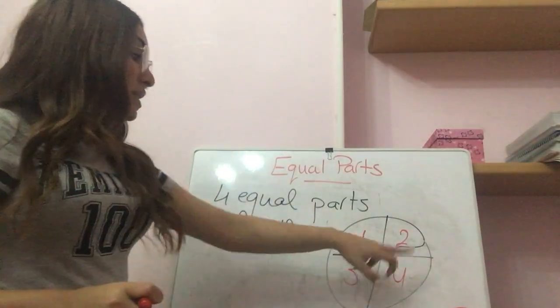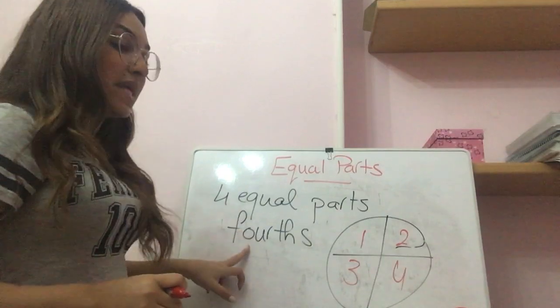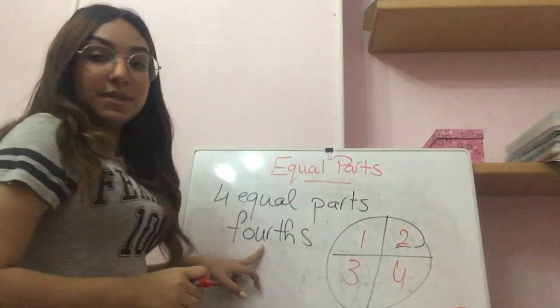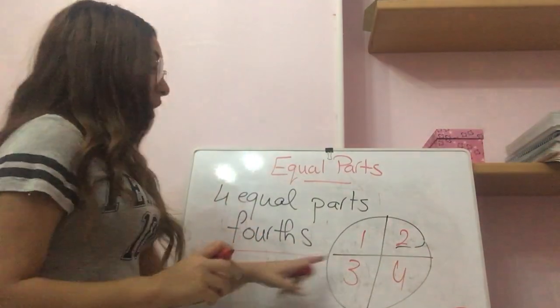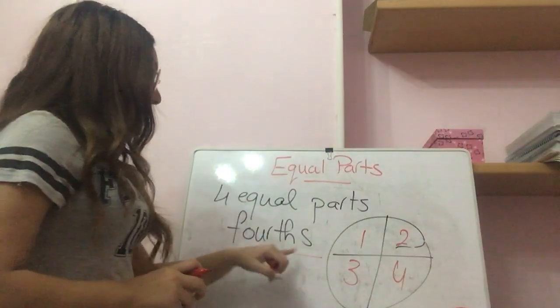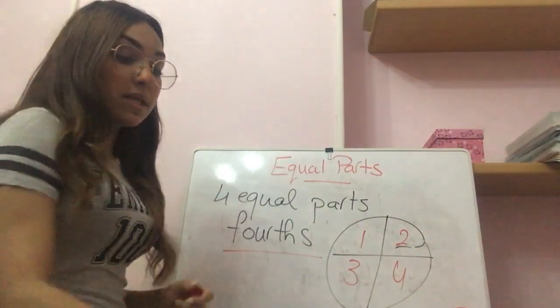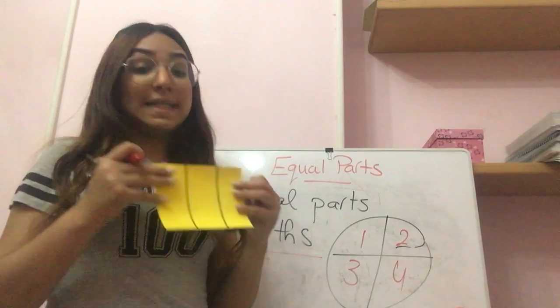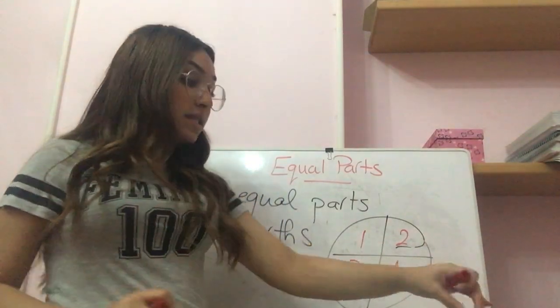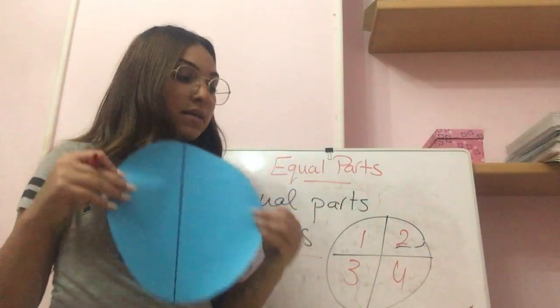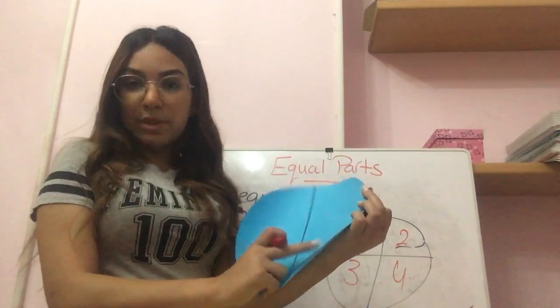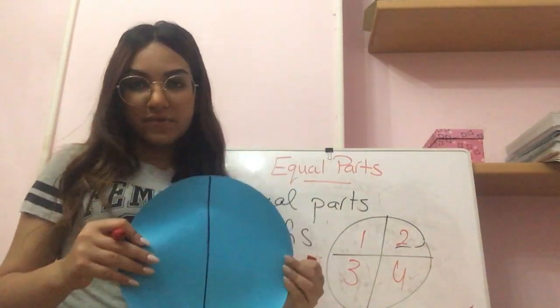So again, this is 4 equal parts, so that means it's fourths. When I cut the circle into 4 equal parts, it means it's fourths. If I cut the square into 3 equal parts, it means 3/3. And if I cut the circle into 2 halves, 2 equal parts, it means 2 halves.